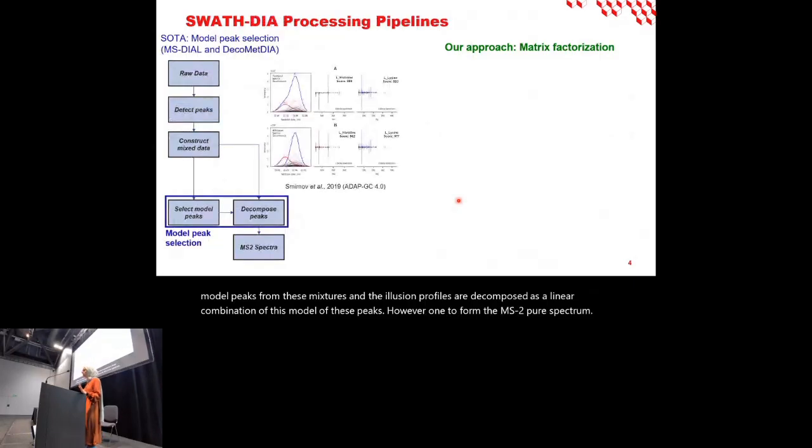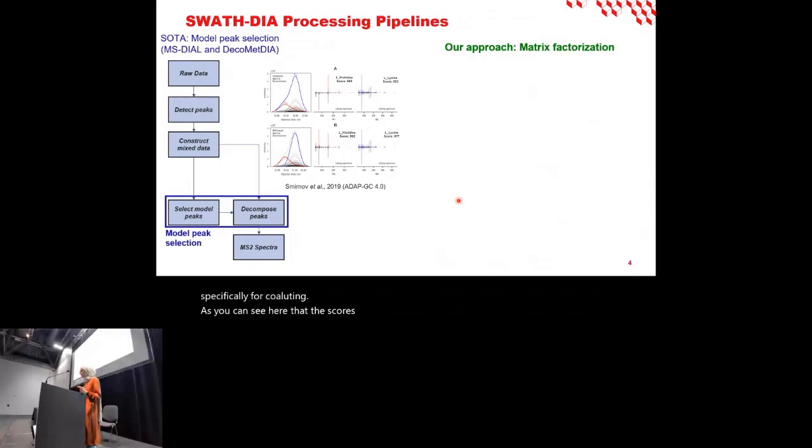However, one limitation of this model peak approach is that the chosen model peaks may not be optimal. They can be related to two different co-eluting compounds. And the researchers in 2019, in ADAP-GC 4.0, used the multivariate curve resolution, MCR, NMF approach, and they showed that it outperforms the traditional way of deconvolution, specifically for co-eluting compounds. As you can see here, the scores of L-histidine were improved after using the MCR.